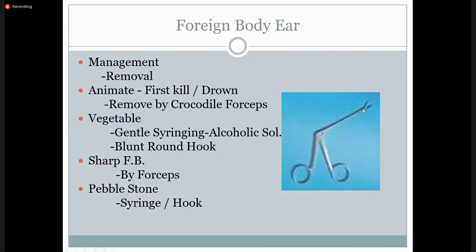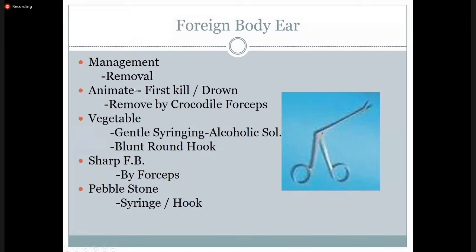If it is a piece of paper or tissue paper, you can get hold of it by means of this crocodile forceps or alligator forceps, and you can easily remove it. If the patient is cooperative, under very good light, that is very good illumination, you can remove it.